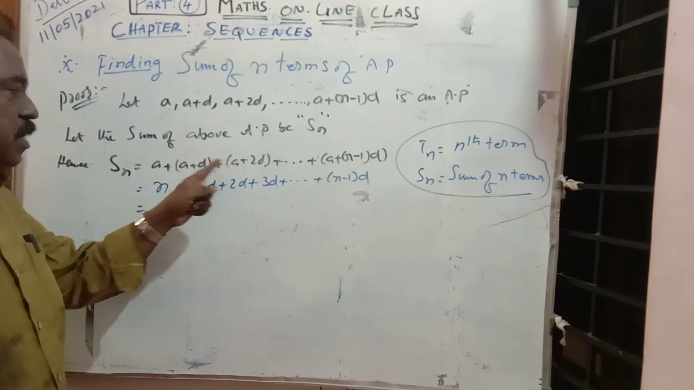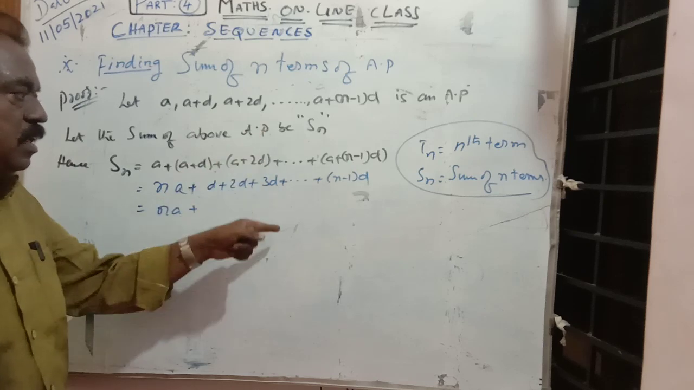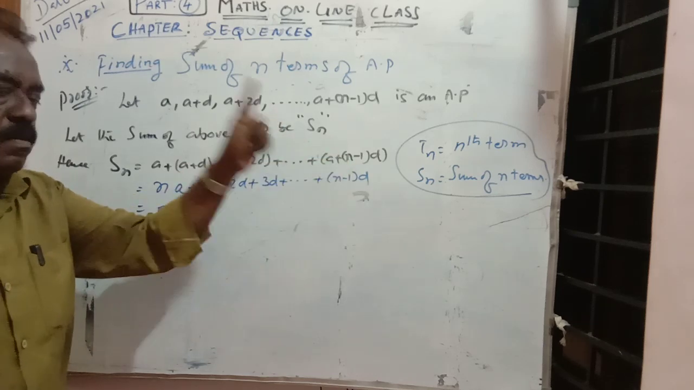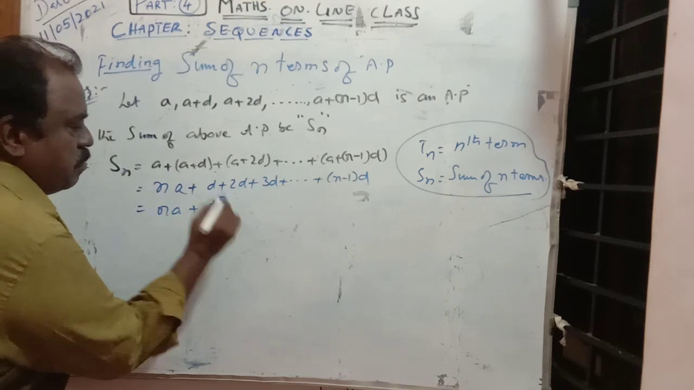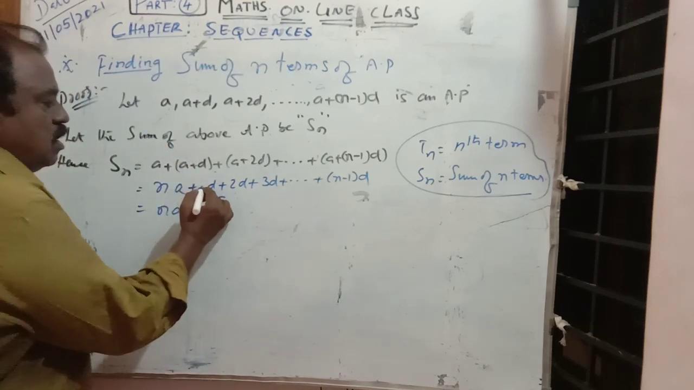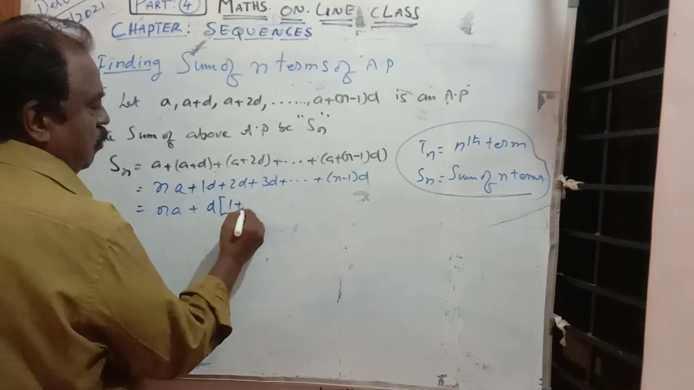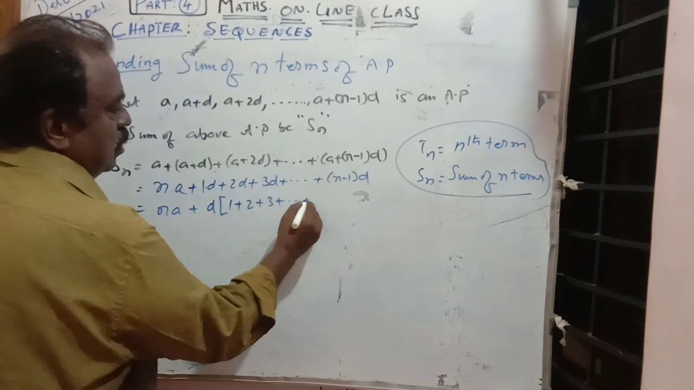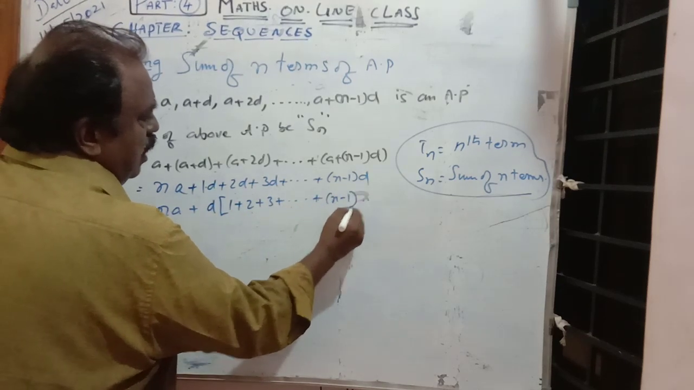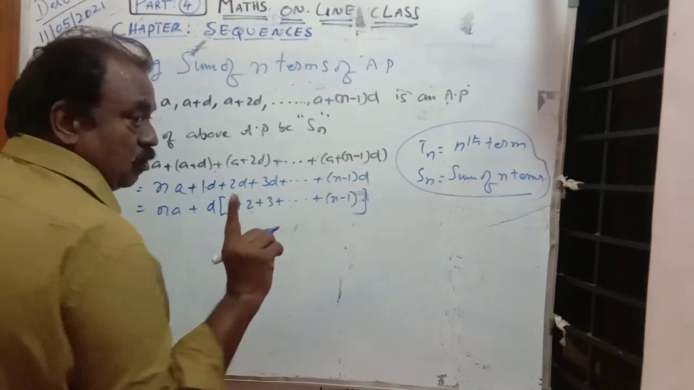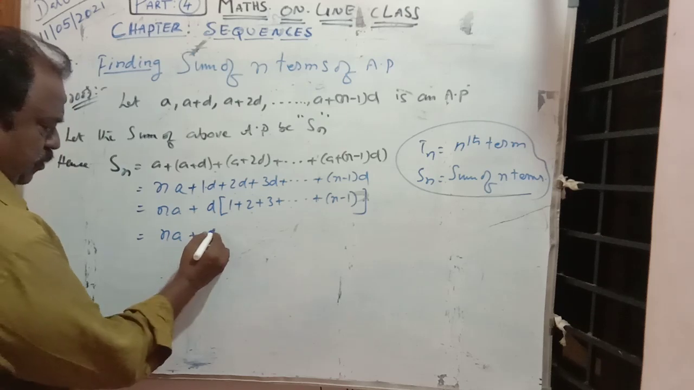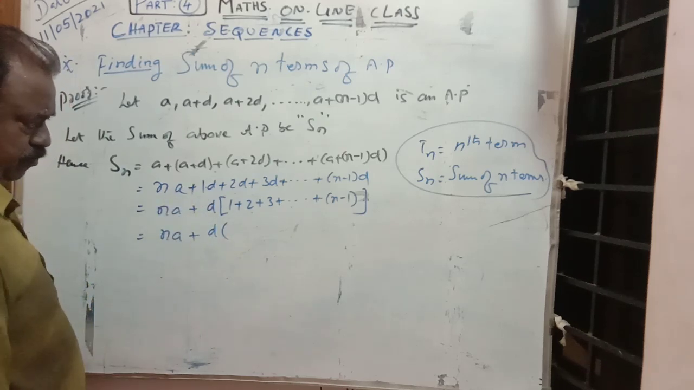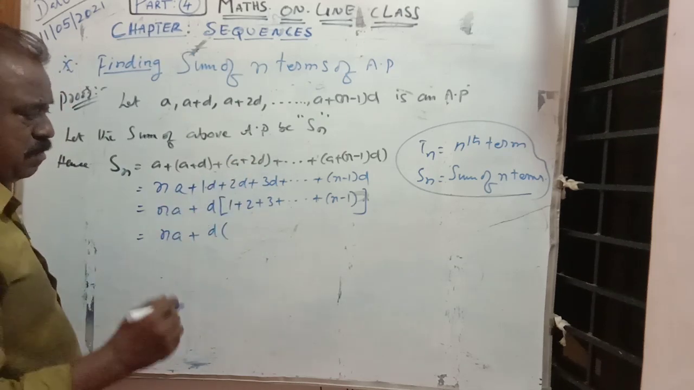First a, then D, 2D, 3D, 4D, 5D, up to (n minus 1)D. All are pluses, and then D is common. So here is 1D: 1 plus 2 plus 3 plus ... plus n minus 1. You agree? It is n a plus D times the sum of n natural numbers.